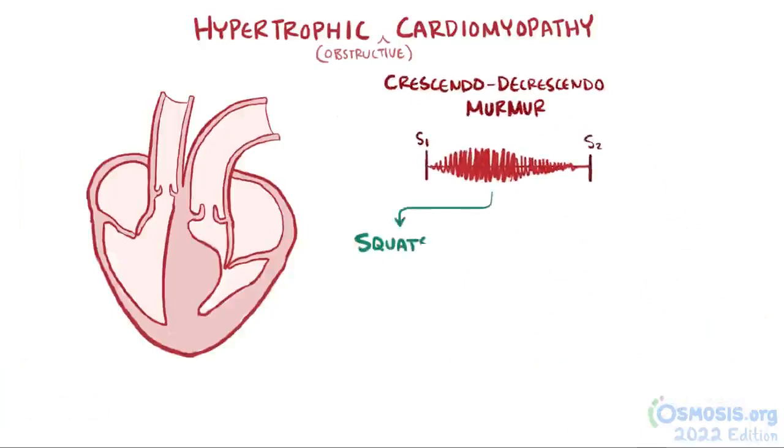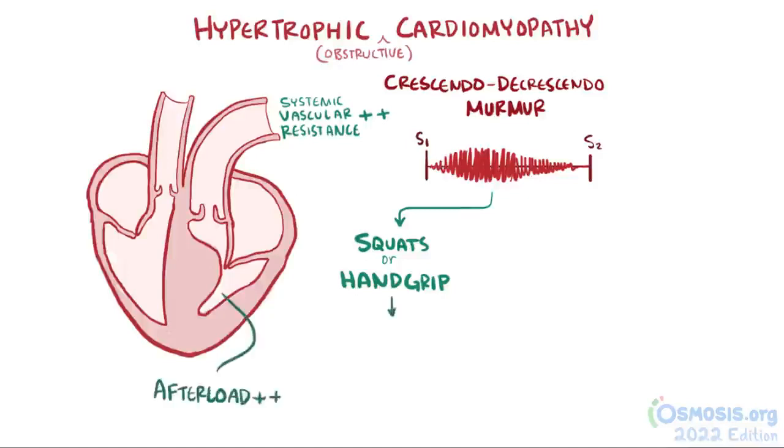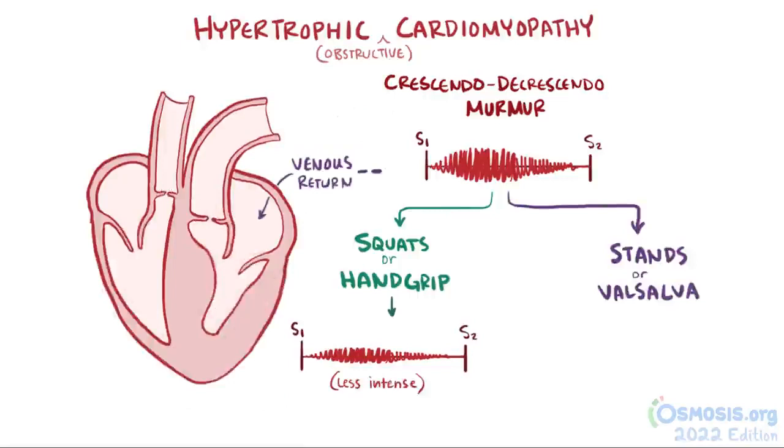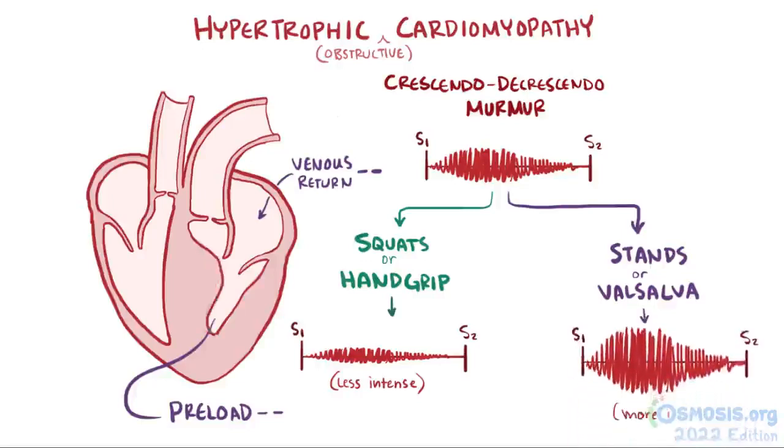If the person squats down or does a hand grip maneuver, systemic vascular resistance increases, which makes it harder to eject blood out and increases afterload, which means that the ventricle has more blood stretching it out, and so it becomes less obstructed, and the murmur becomes less intense. If the person stands upright or does a Valsalva maneuver, though, venous return decreases, which decreases preload, right? Meaning that there's less blood stretching out the ventricle before ejection, and that obstruction gets larger, which means the murmur's intensity increases.